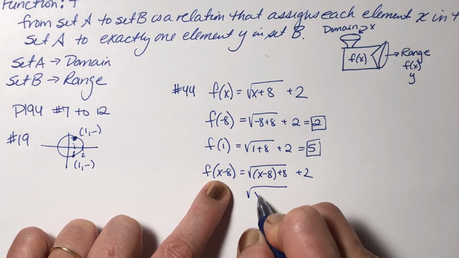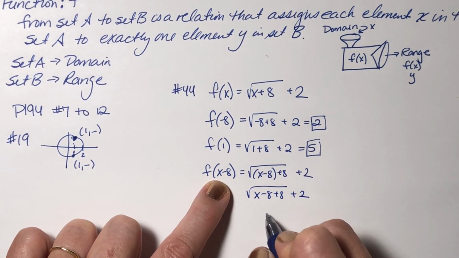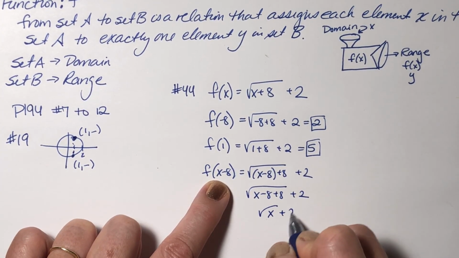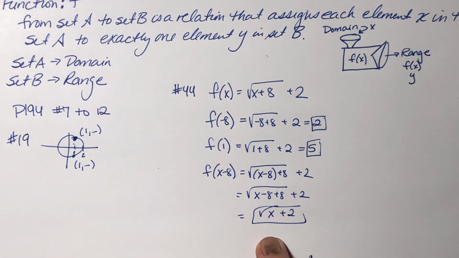So it's the square root of x minus 8 plus 8 plus 2, which is going to give me the square root of x plus 2. Okay, so f of x minus 8 is equal to the square root of x plus 2.